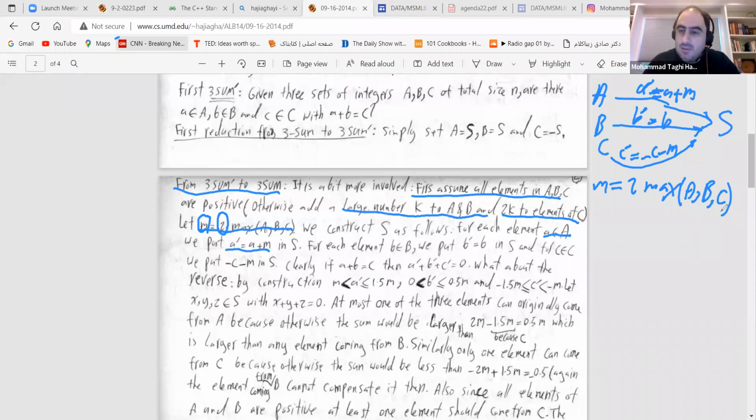So how many elements do we have in S? Please unmute and answer. So how many elements do we have in S?